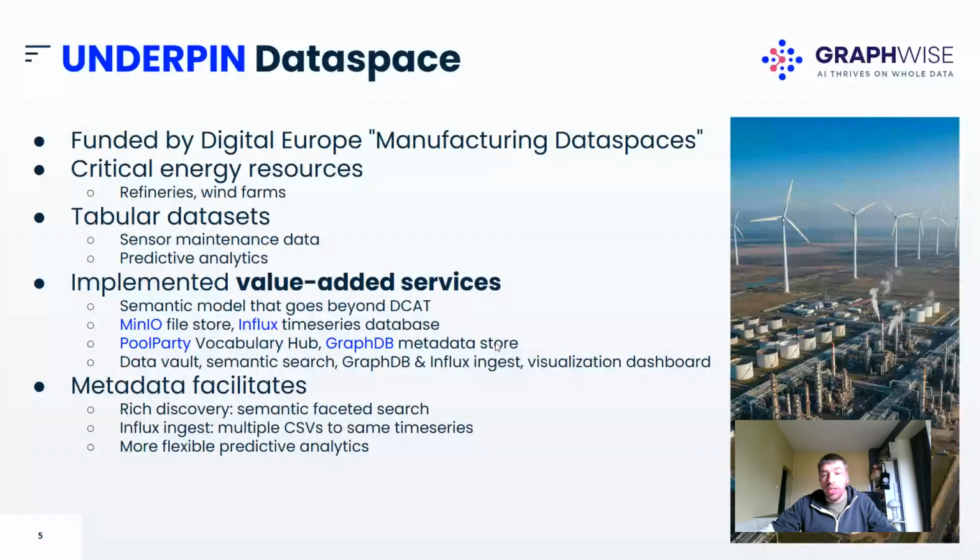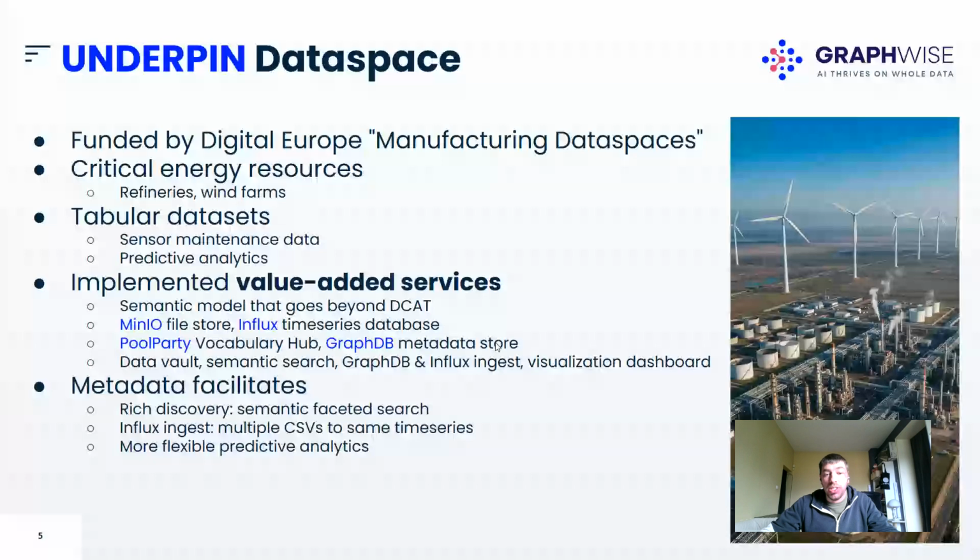We have GraphDB and Influx that interoperate in order to describe the assets and also to store the time series data. And there's also a visualization dashboard where a user can easily analyze the results of the predictive maintenance services. The metadata that we offer in the data space allows the participants richer ways to discover the different assets. This is achieved via the semantic faceted search.